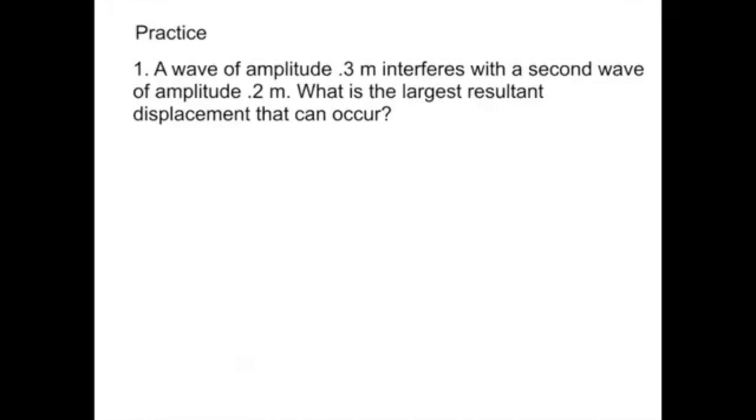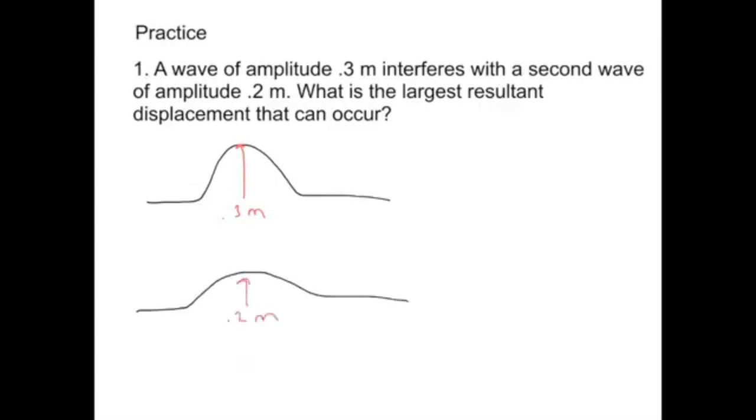So we know that we have these two waves. One has an amplitude of 0.3 meters, and the other is slightly smaller. It has an amplitude of 0.2 meters. So the largest resultant displacement would occur if the waves came at each other in a situation of constructive interference. So their two amplitudes are added to form this greater final amplitude. That would make the largest resultant displacement 0.2 meters plus 0.3 meters, which would be 0.5 meters.